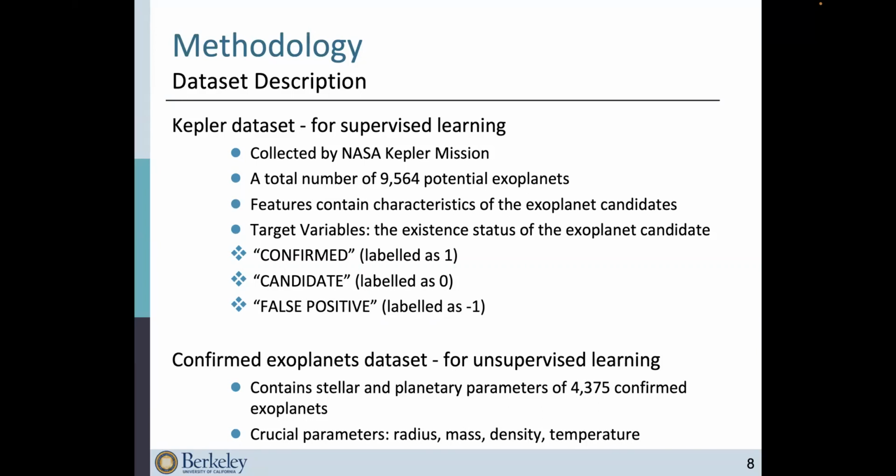And the second dataset is for unsupervised learning. This dataset contains confirmed exoplanets, more than 4,000 of them, and it has very crucial parameters such as radius, mass, density, and temperature.